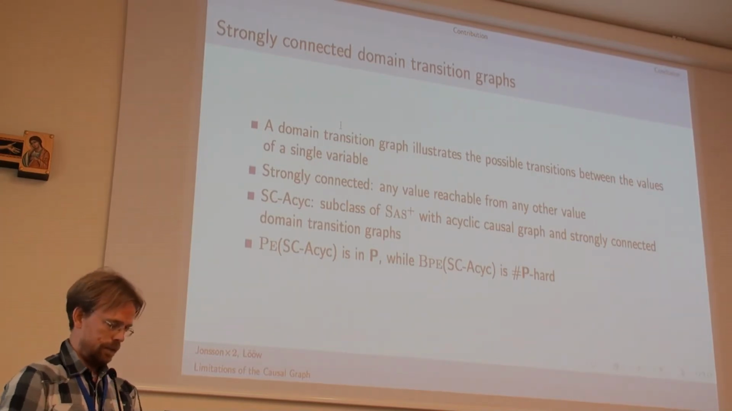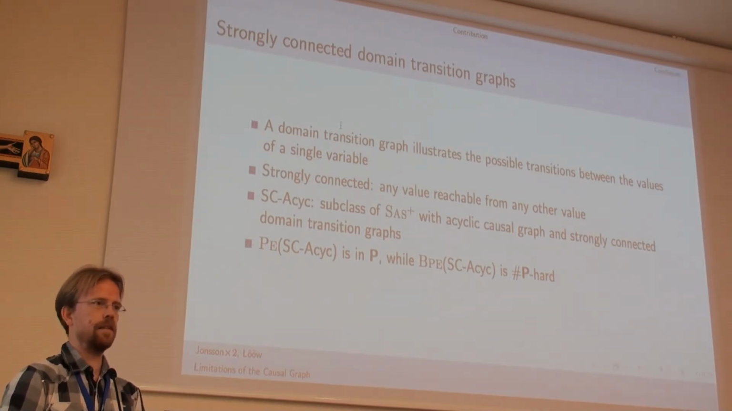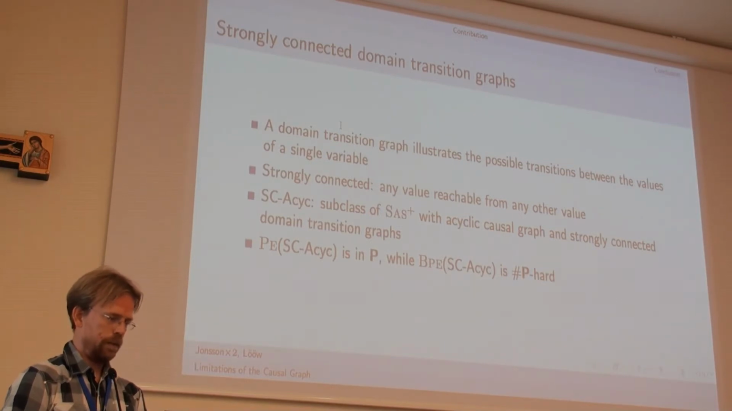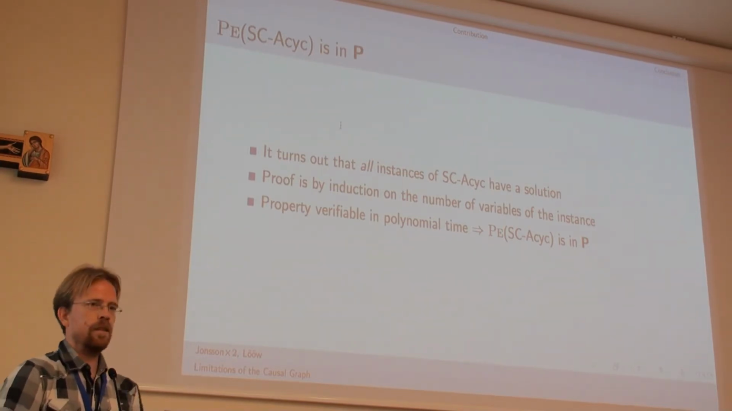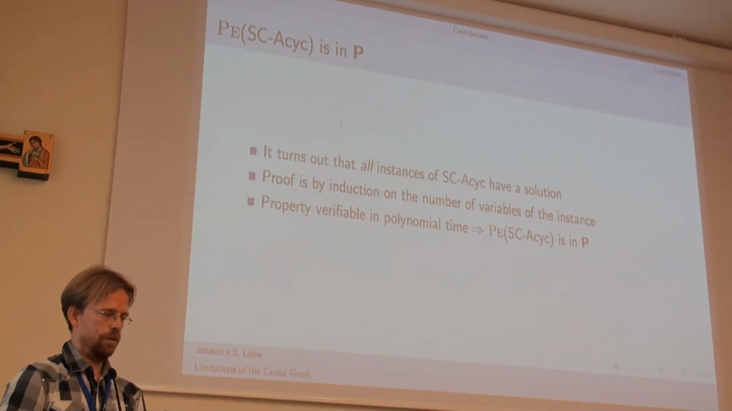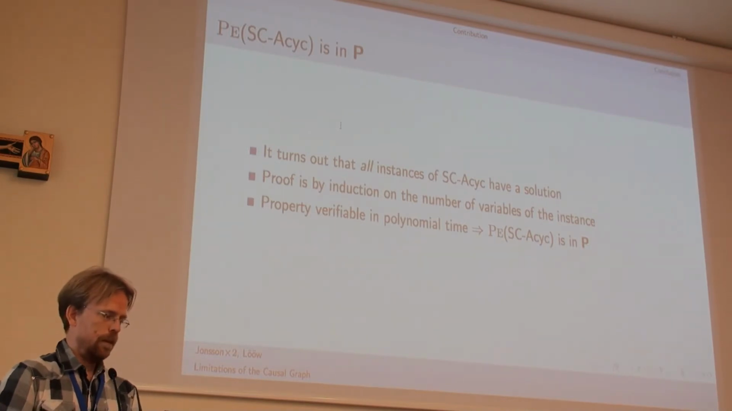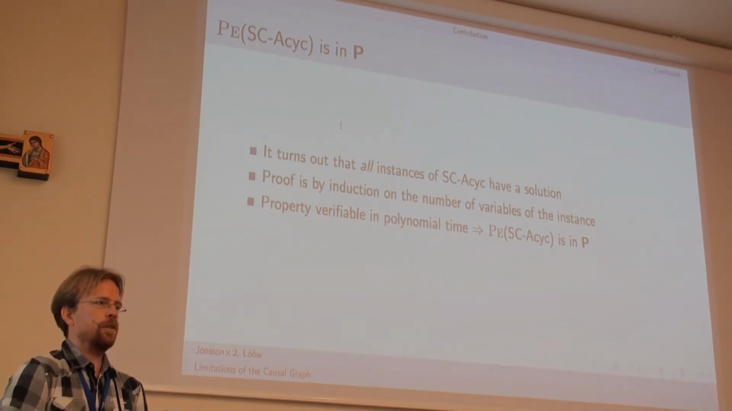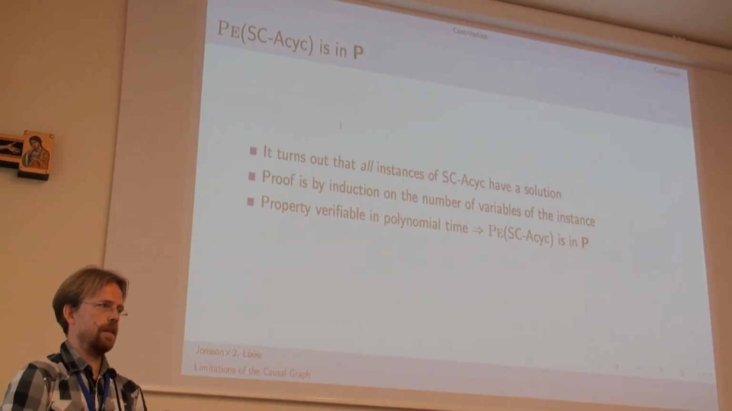And we show that plan existence is in P for this problem, while bounded plan existence is hard for a complexity class which is called sharp P, which I'll talk a bit more about in a second. So to show that this problem is in P, it turns out in fact that all planning instances in this class have a solution. So the proof is by induction on the number of variables of the problem. So to prove plan existence, all you have to do is to verify that this property holds, and this can be done in polynomial time, so plan existence is easy.